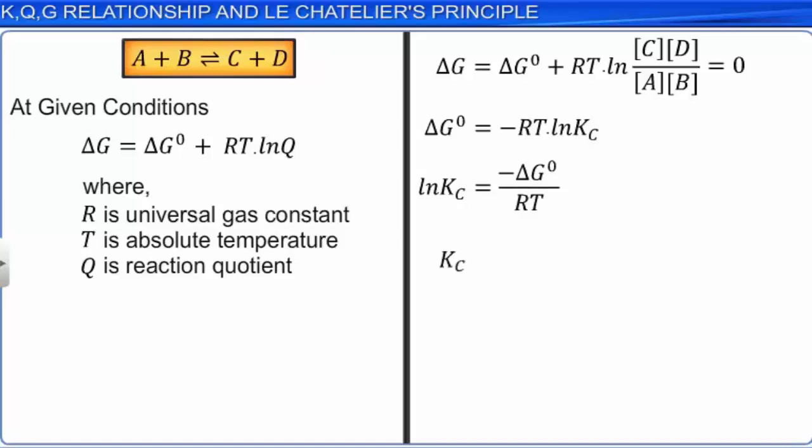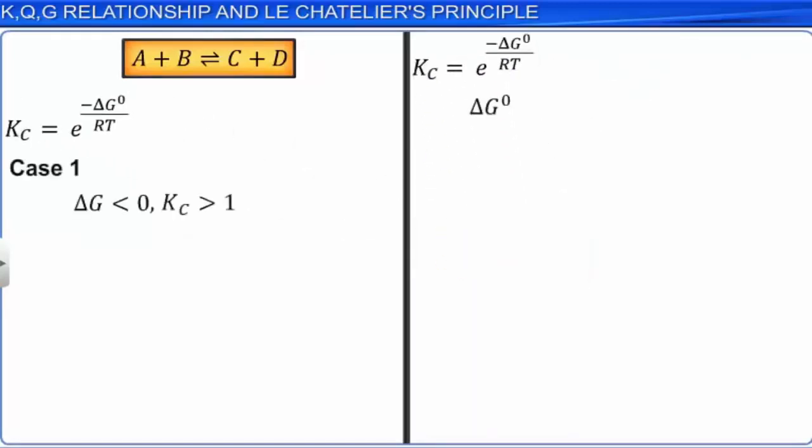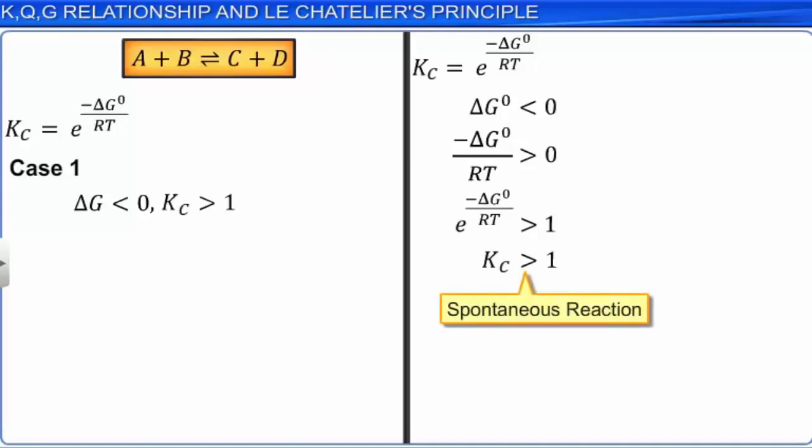The reaction spontaneity in terms of the value of delta G naught can be known by using the equation Kc is equal to e to the power of minus delta G naught divided by RT. If delta G naught is less than 0, then the term minus delta G naught divided by RT becomes positive, and the value of e to the power of minus delta G naught divided by RT becomes greater than 1. This makes Kc greater than 1. It means that the reaction is spontaneous, or that the equilibrium composition strongly favors the products. In other words, the reaction proceeds in the forward direction to such an extent that it almost goes to completion.